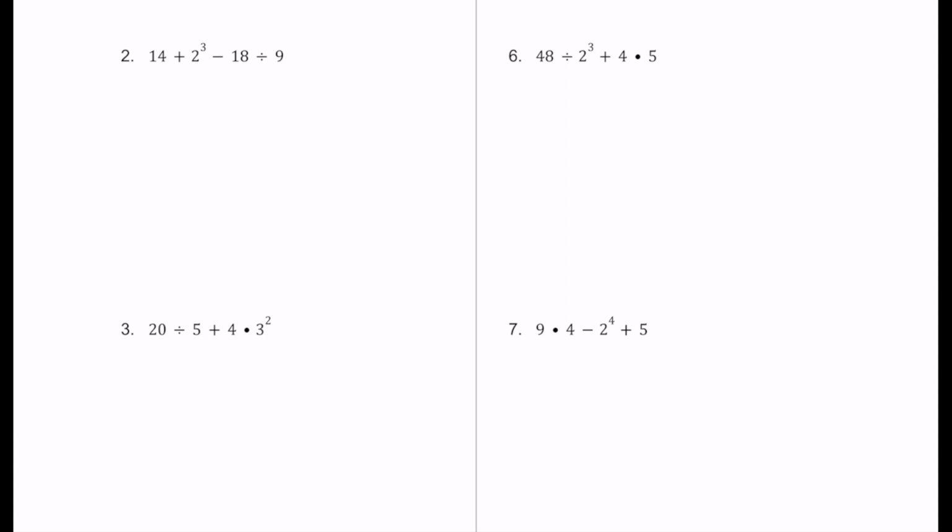For number 2, we have addition, an exponent, subtraction, and division. So let's start with the exponent or the power here. So again, I'm going to write this on the side so it's super clear. 2 cubed is the same thing as 2 times 2 times 2. Keep in mind 2 times 2 is 4 and 4 times 2 is equal to 8. So that's what 2 cubed is equal to, or 2 to the 3rd power. So we have 14 plus 8, let's swap that out, minus 18 divided by 9.